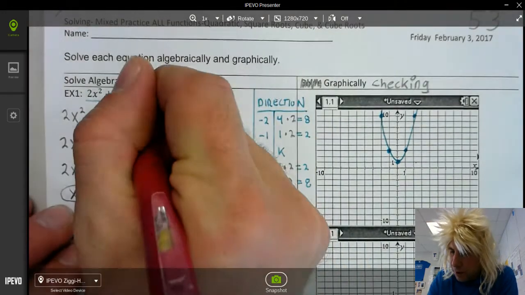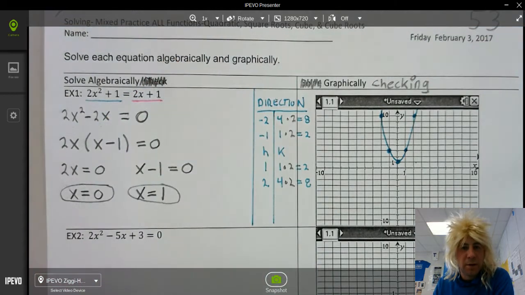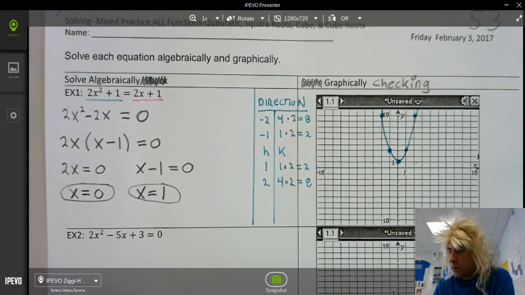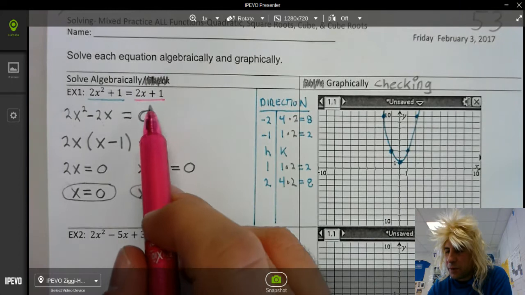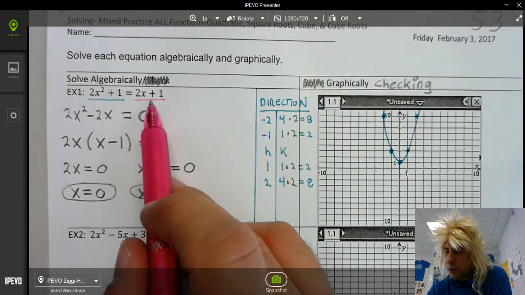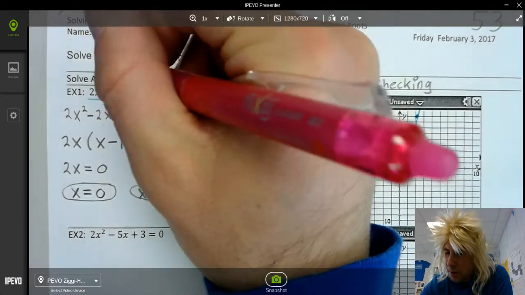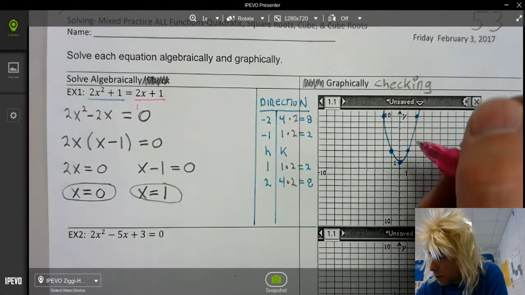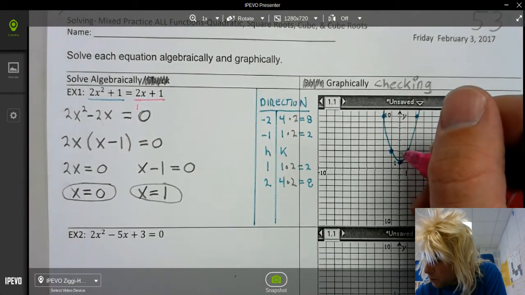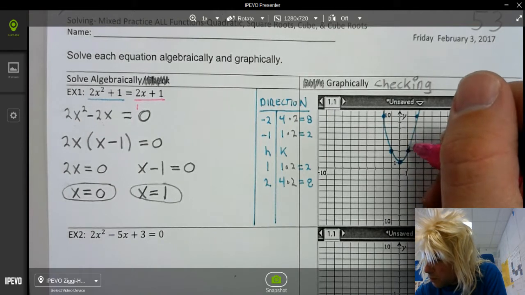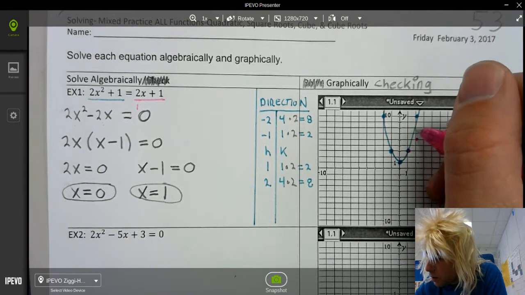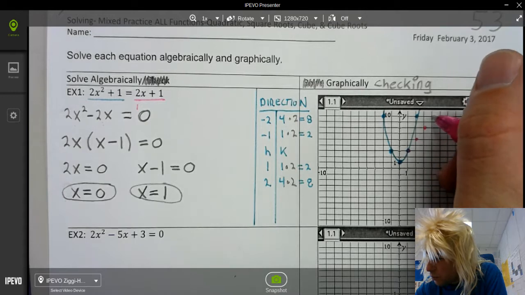Now we're going to graph the right side, and again we're going to graph it in pink. Okay. So here it's a linear function. So we go up to the y-intercept, which is 1, and then from there we use slope, which is in this case 2 over 1. So we go up 2 to the right 1, up 2 to the right 1, up 2 to the right 1, up 2 to the right 1.